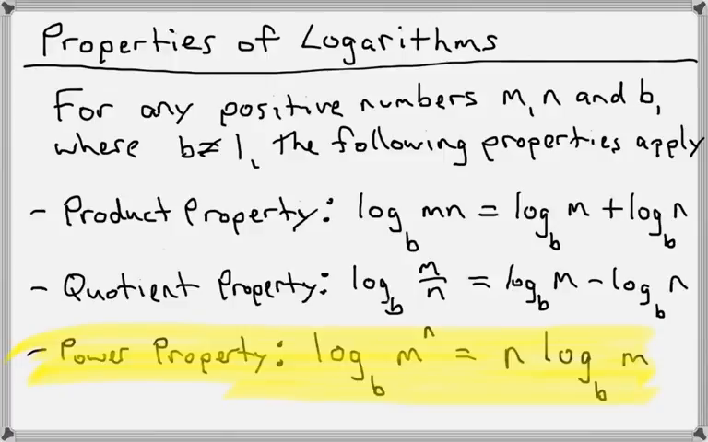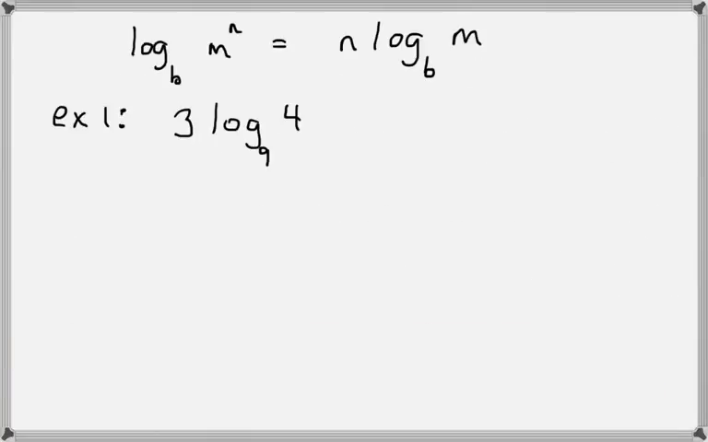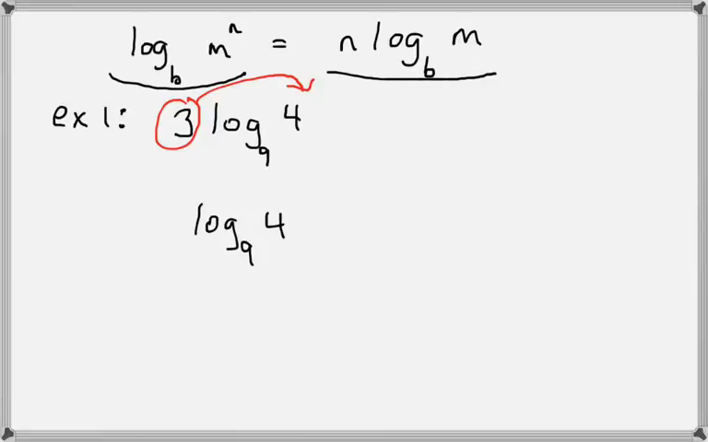So let's look at an example. Here we have 3 times the log base 9 of 4. This matches the right side of our property. We want to convert it so that it matches the left side. So we can take our coefficient, this guy out here, is going to come up here and become an exponent on that 4. So we would have log base 9 of 4 raised to the 3rd power.